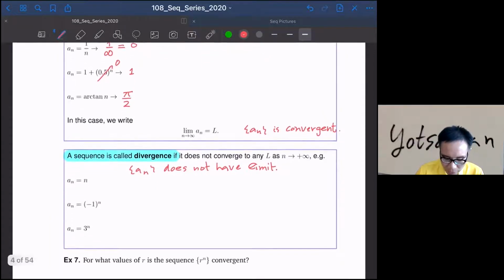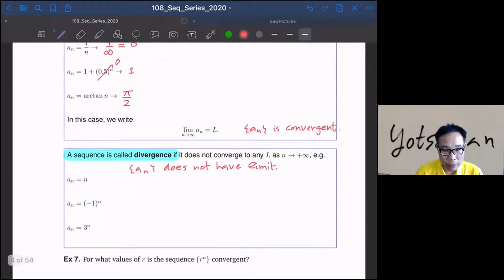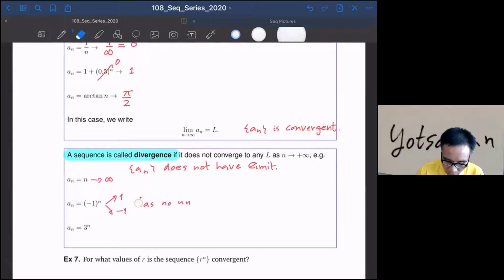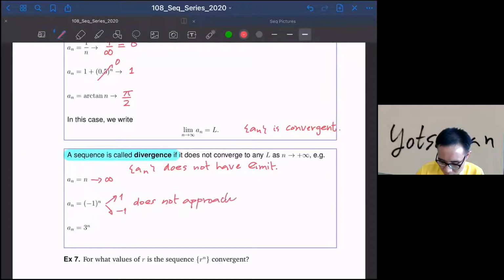The next one is about divergence. Divergence means that you have no limit, or the limit does not approach a unique point. For example, you have the limit as n goes to infinity of n, so it's going to turn out to be infinity. This one, negative 1 to the n, is going to be 1 or minus 1, so it has no unique limit. Okay, does not approach a unique limit.